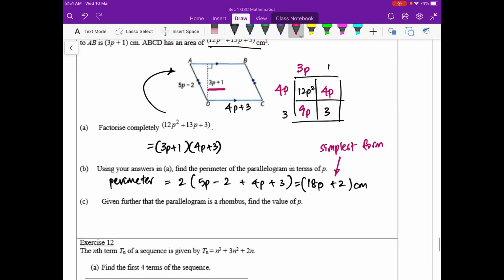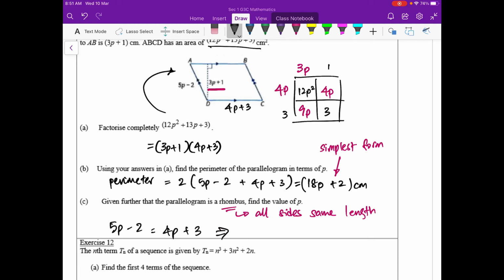Okay, given further that it is a rhombus, find the value of p. So rhombus means that all sides same length. So if all sides have the same length, that implies that 5p minus 2 is the same as 4p plus 3. And then go and solve for p, will be 5 cm.